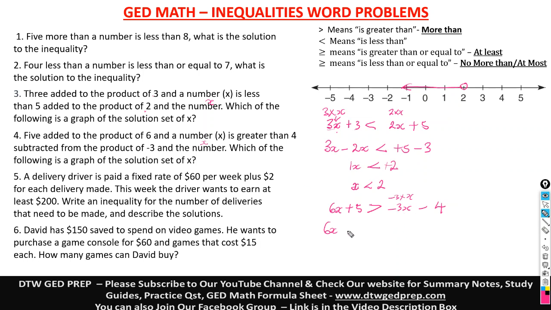So taking this here becomes a positive 3x, as it crosses the sign. Anything that crosses, the sign changes to the opposite sign. So this will now be greater than. We have here negative 4. Taking positive 5 here becomes negative 5. So here now we have 6 plus 3x, which gives us 9x, greater than negative 4 minus 5, which gives us a negative 9.